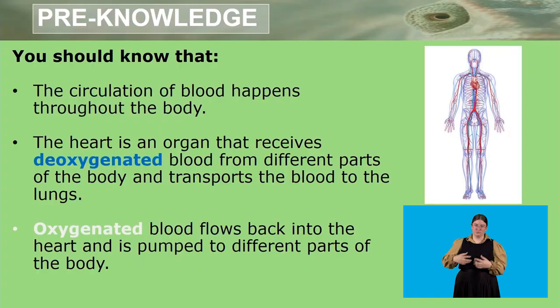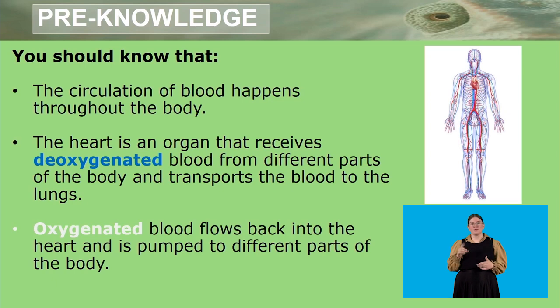Now, before we start this lesson, you are expected to have some knowledge of the circulation of blood. You should know that the circulation of blood happens throughout the body. You should also know that the heart is an organ that receives deoxygenated blood from different parts of the body and transports the blood to the lungs.